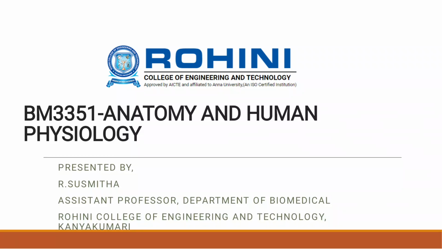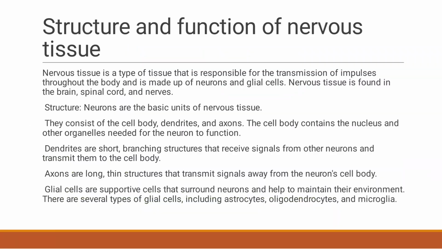In this video, I am going to present a topic on nervous tissue. Nervous tissue is a type of tissue that is responsible for transmission of impulses throughout the body. It is made up of neurons and glial cells. This nervous tissue is mainly found in the brain, spinal cord, and nerves.